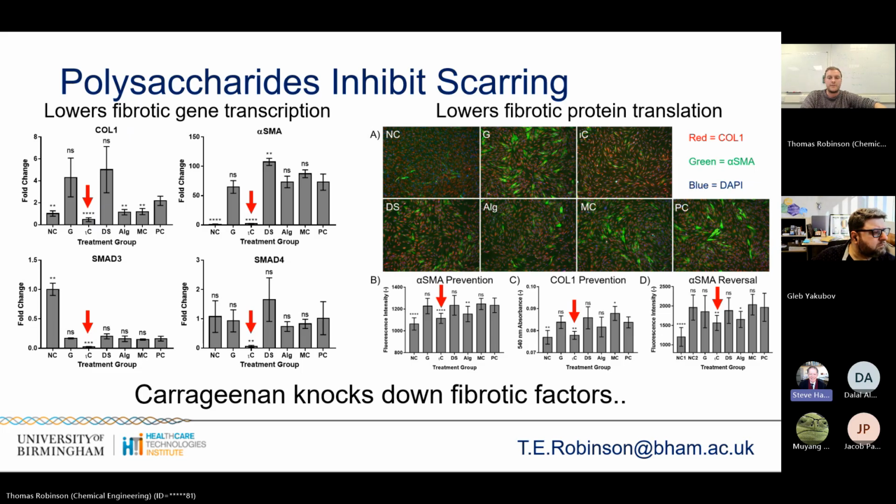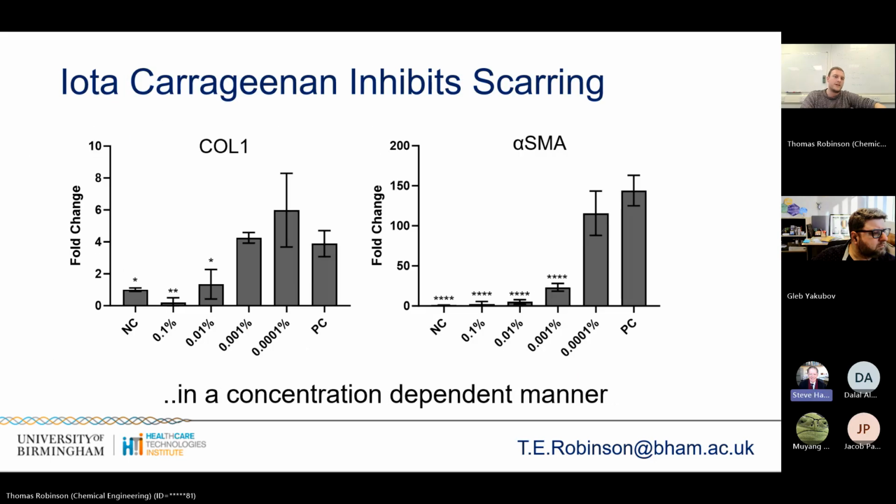which was really exciting for us because this stuff costs absolute chips. We then looked a bit closer and we saw that this actually works in a concentration dependent manner, which is really useful to know. So the more polysaccharide that you put in, the more you downregulate both of these and the less scarring that you get, which suggests that there is a direct interaction between iota-carrageenan and TGF beta 1. There's a couple of other studies as well that kind of showed that suggests rather than it being a polysaccharide receptor interaction, it's a polysaccharide ligand interaction.